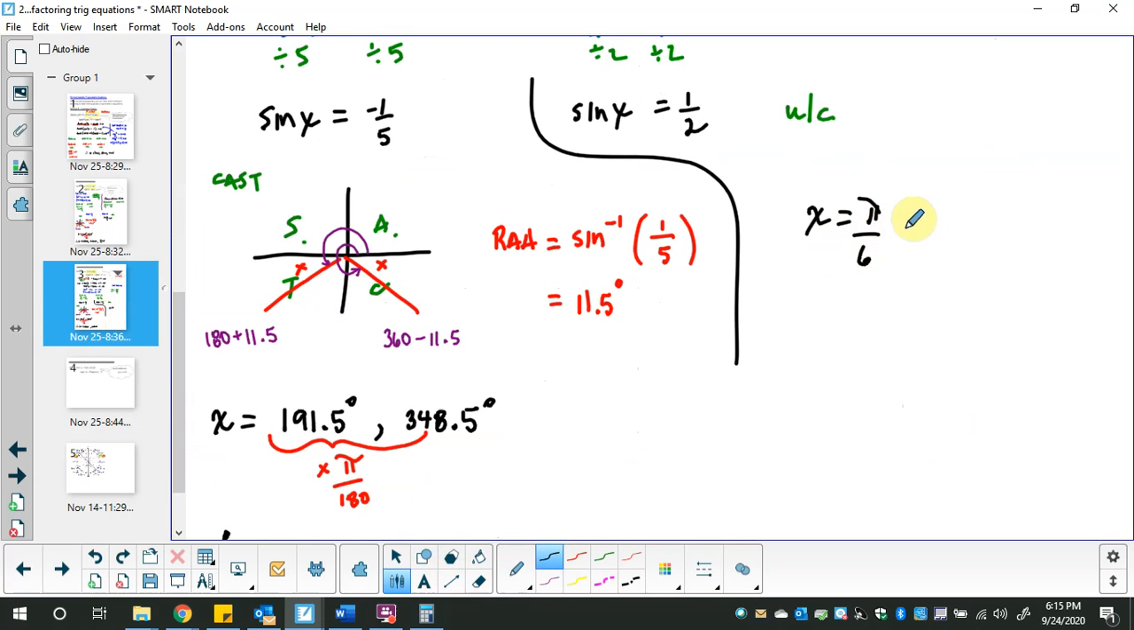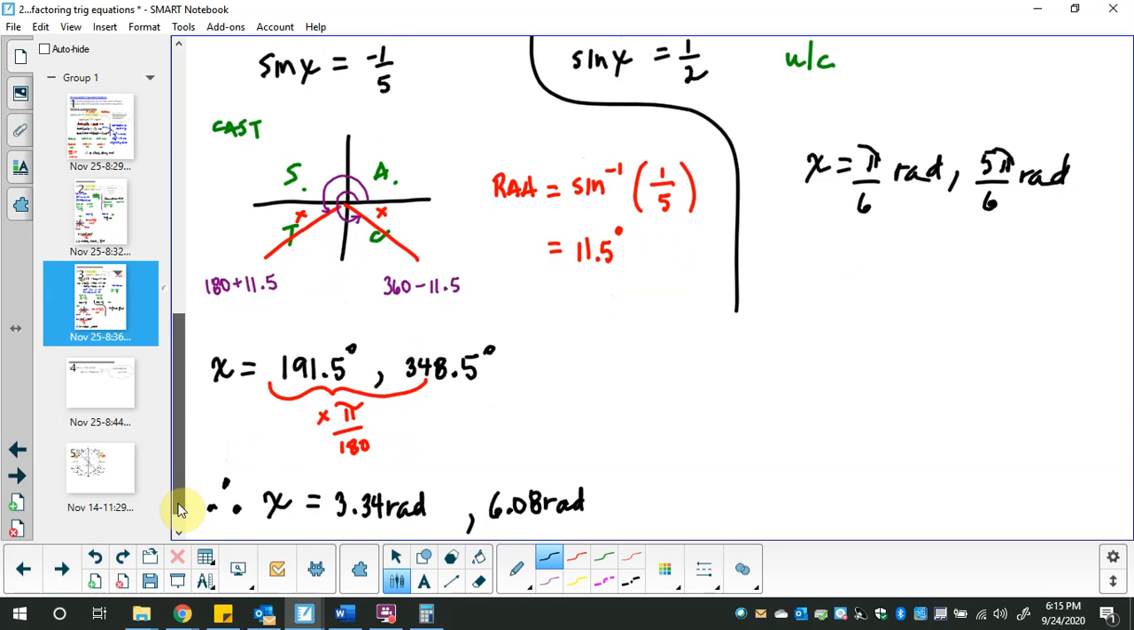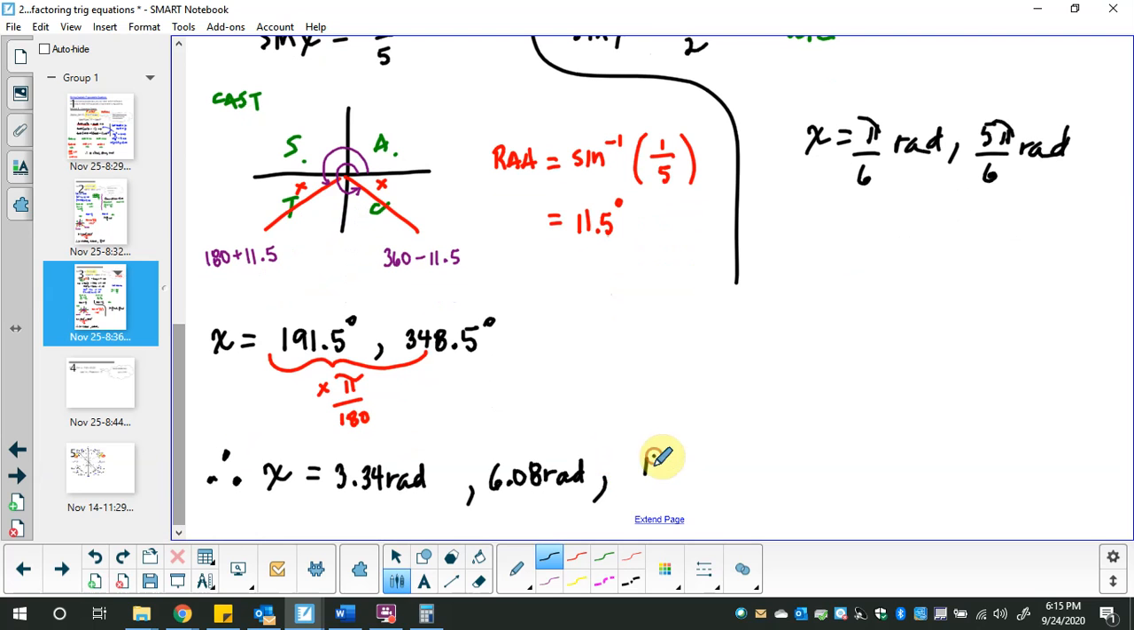Pi over 6 radians and 5 pi over 6 radians. And then I'm going to take those two answers and finish off my overall therefore statement. So you can tell in the therefore statement whether you had a unit circle question or a cast rule question or both. If you've got a unit circle question, all of these answers will have pi's in them. If you had a full-scale cast rule question, you would have all ugly decimals. If you have a little bit of both, you have a little bit of both.